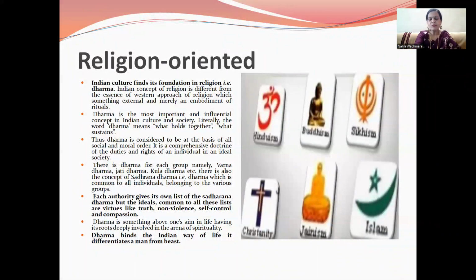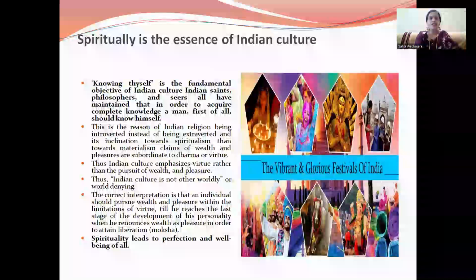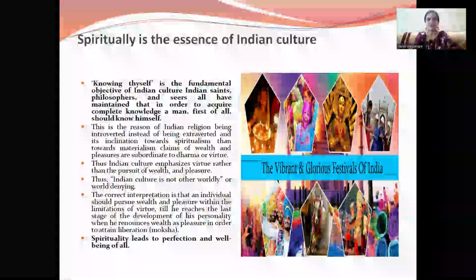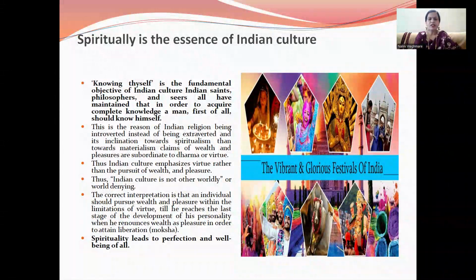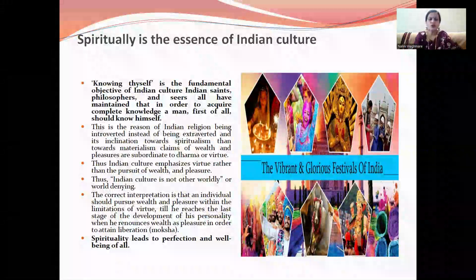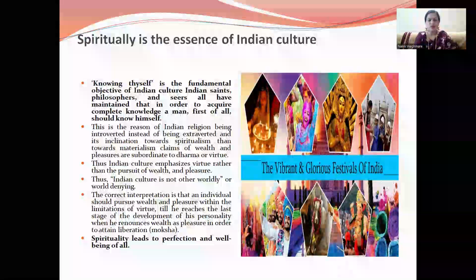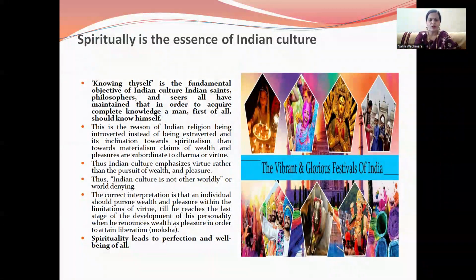It differentiates a man from the beast. So, spirituality is the essence of Indian culture. Knowing thyself, knowing oneself is the fundamental object of Indian culture. Indian saints and philosophers all have maintained that in order to acquire complete knowledge, a man first of all should know himself. Spirituality leads to perfection and well-being of all.